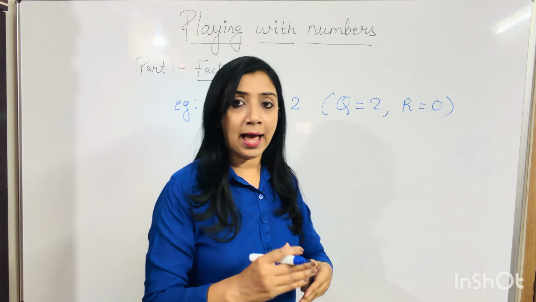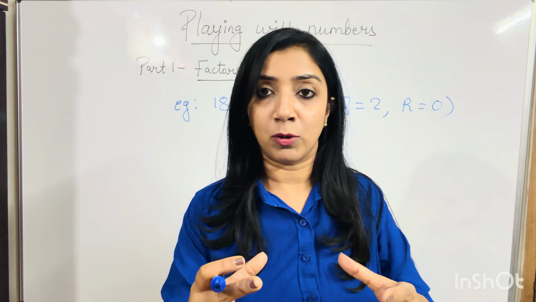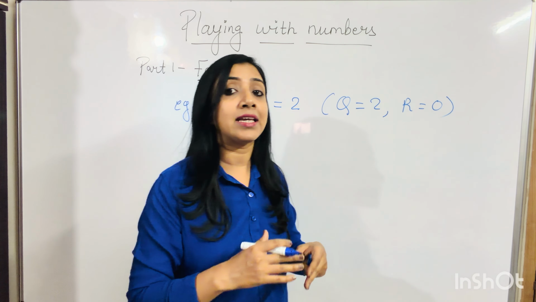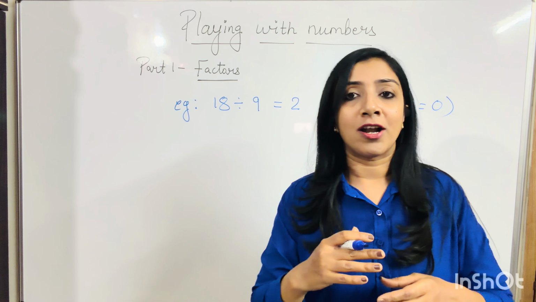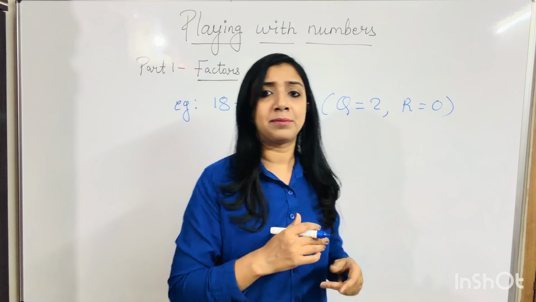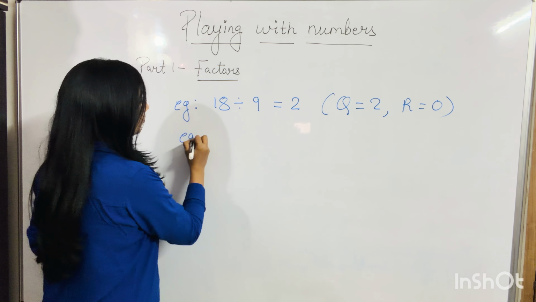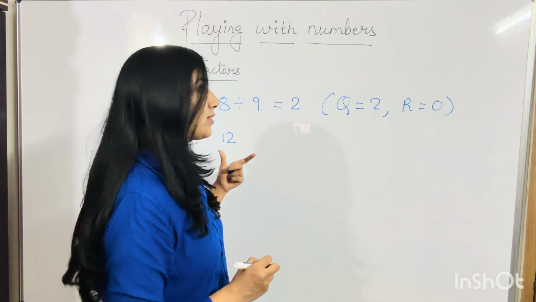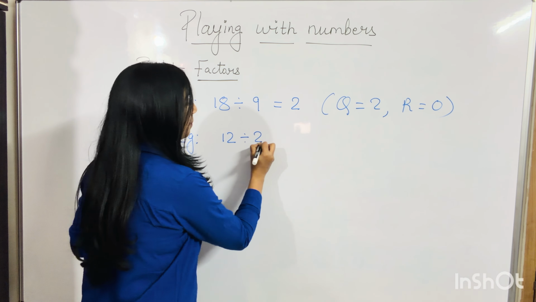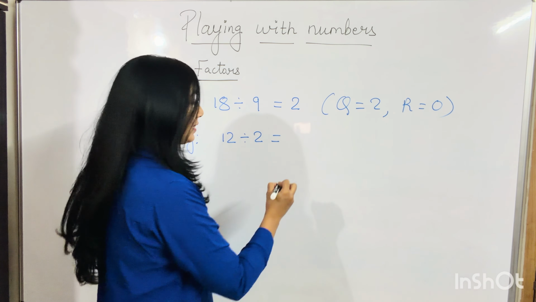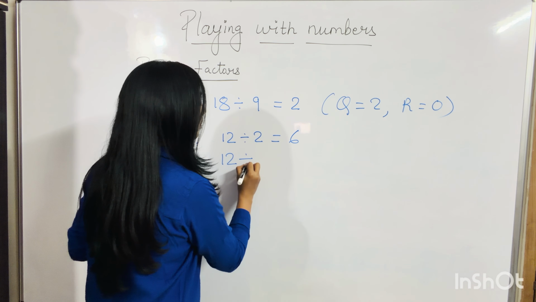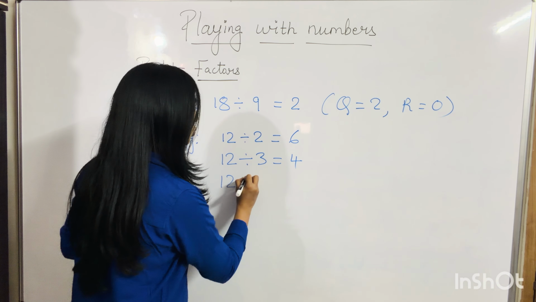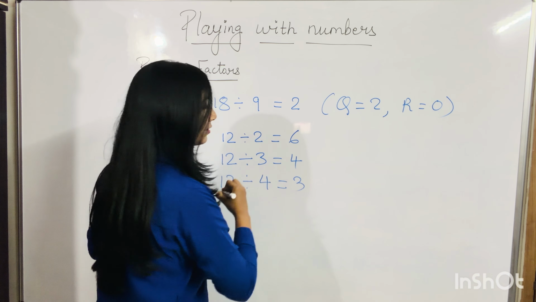Understood, children? When you divide any number and that number divides the given number exactly without leaving any remainder, that is called a factor of the given number. Let me give you one more example. Suppose 12 is our number. Now let's check. If we divide 12 by 2, what do we get? 6. If we divide 12 by 3, what do we get? 4. If we divide 12 by 4, we will get 3.